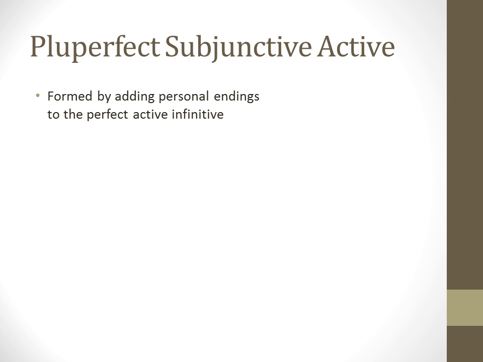Let's move on to pluperfect. We're going to make a pluperfect subjunctive active by adding the same personal endings to the perfect active infinitive. So M, S, T, mus, tis, nt goes on the end of the perfect active infinitive.